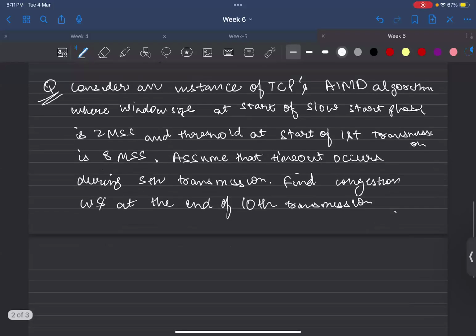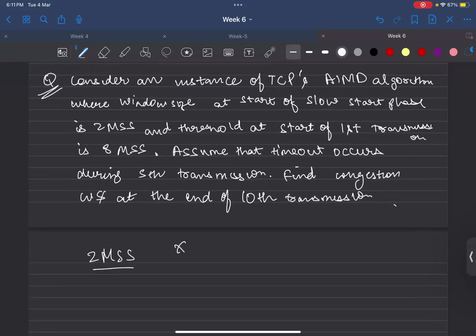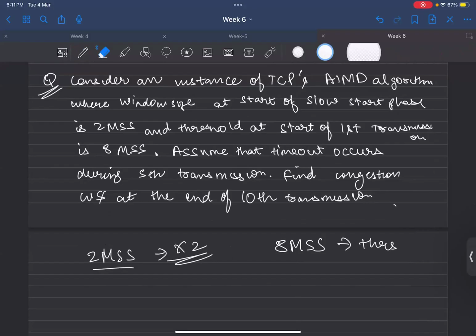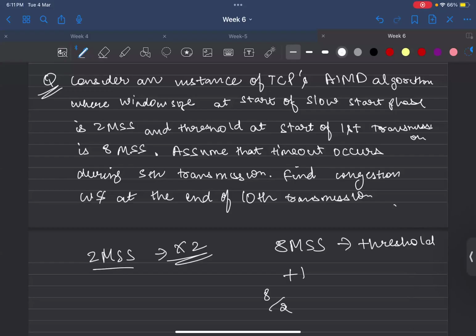To tell you again, we'll start with 2 MSS and go with multiples of 2, and once we reach 8 MSS, which is the threshold, we'll enter the congestion avoidance phase. Once we have entered it, we'll increase by 1, and then assume that a timeout occurs at the 5th transmission. A timeout has occurred maybe due to packet loss or some other reason, so we'll set the new threshold. The new threshold will be the old threshold divided by 2.